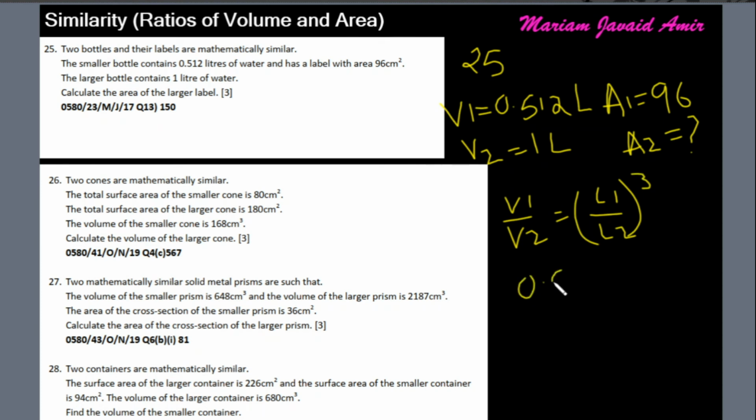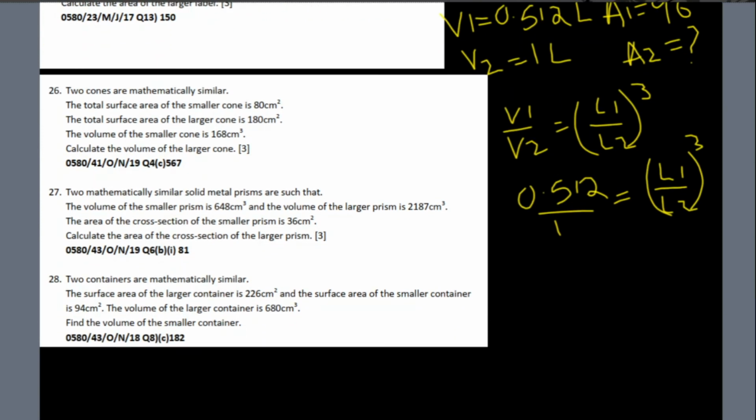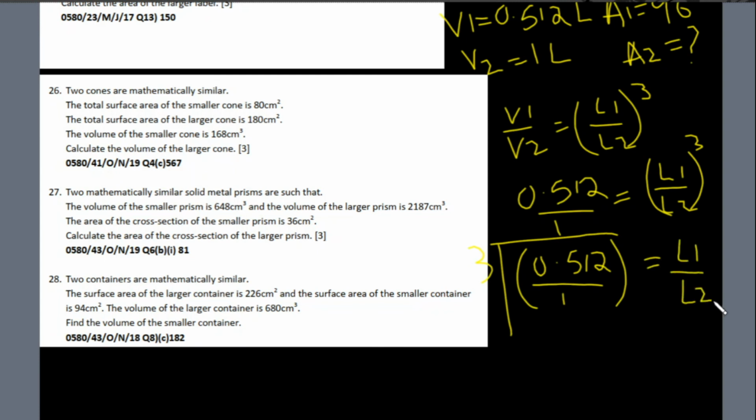So 0.512 over 1 equals L1 over L2 whole cube. Let's get rid of the cube. So we'll have to take cube root on both sides. So this will become 0.512 over 1 whole cube root. This will give us L1 over L2. So let's see what our calculator gives. Cube root fraction key on 0.512 over 1. This gives 0.8. So L1 over L2 is simply 0.8.